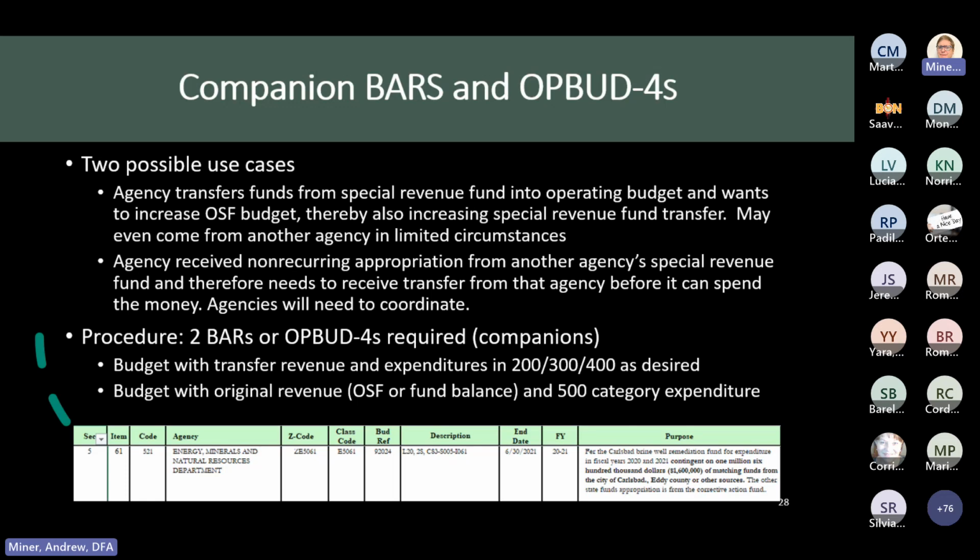Okay. And then you need a budget with the original revenue. That's almost always going to be either other state funds or fund balance, and a 500 category expenditure. So the transfer out. So again, in this case below, Environment does this OPUD 4. They set up an OPUD 4 from the Corrective Action Fund, from their fund balance probably, and expenditure category in the 500s to send it over to MNERD so that they can receive it and budget it. Okay, so those are companions. Again, I know these are fairly complicated. If you find yourself in one of these and need some help, please reach out to your analyst and we'll help you through it.